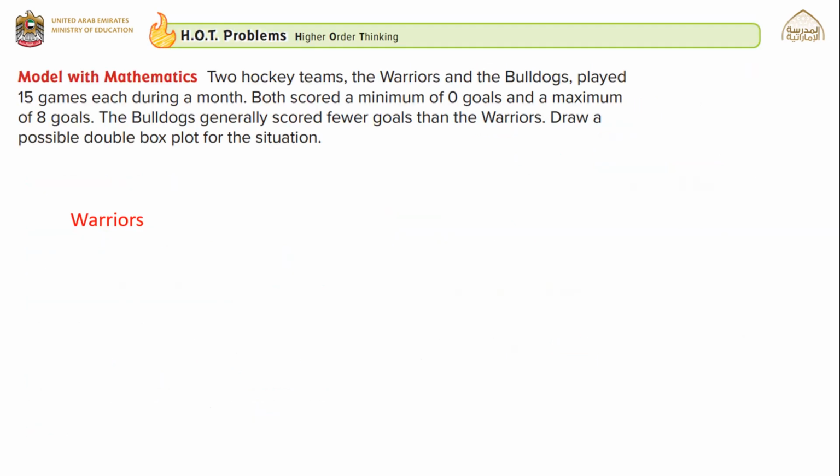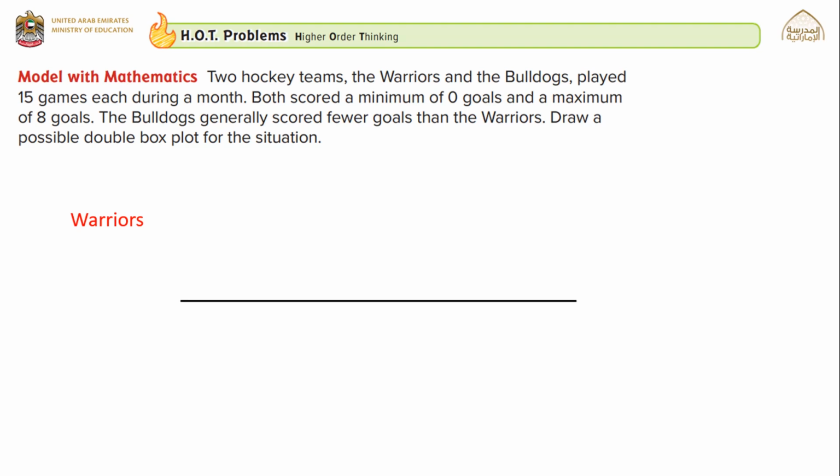Model with mathematics. Two hockey teams, the Warriors and the Bulldogs, played 15 games each during a month. Both scored a minimum of 0 goals and a maximum of 8 goals. The Bulldogs generally scored fewer goals than the Warriors. Draw a possible double box plot for this situation.